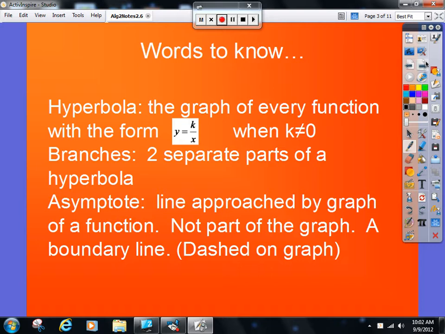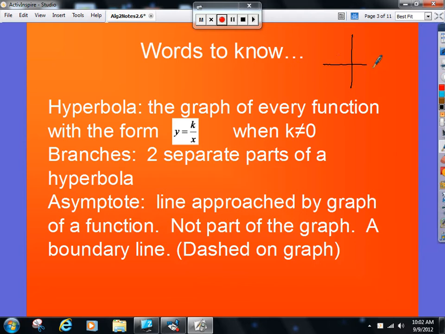Okay, a hyperbola. This is the graph of every function that has this form, y equals k over x, if k is not 0. Here is basically what a hyperbola looks like. It kind of looks like two pieces. There's one, and there's the other. There are two separate parts of a hyperbola, and each of these is called a branch. So this is a branch, and this is a branch.